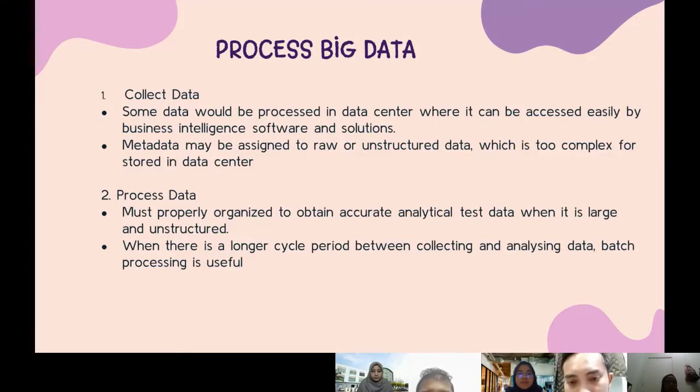Second, process data. Data must be properly organized to obtain accurate analytical results when it is large and unstructured. When there is a longer cycle period between collecting and analyzing data, batch processing is useful.